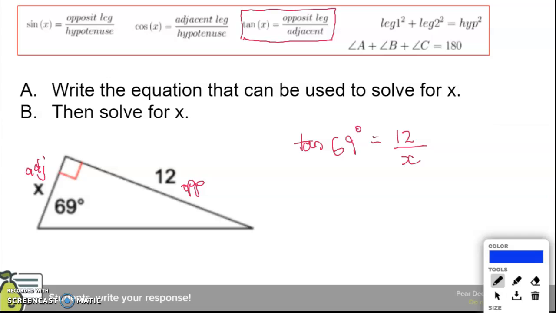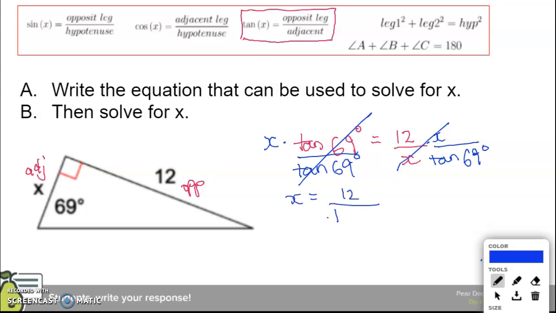How do we go about that? We need to multiply both sides by x to bring the variable to the top, and then divide both sides by tangent of 69. So this cancels out, and you're left with x is equal to 12 divided by tangent of 69 degrees. Pull out your calculator, and you should get 4.6063 and so on.